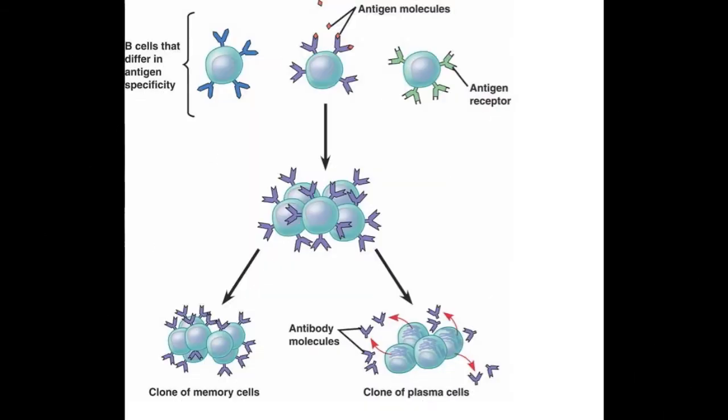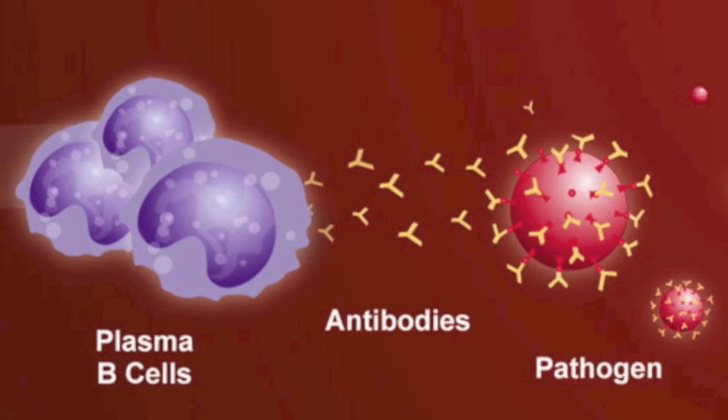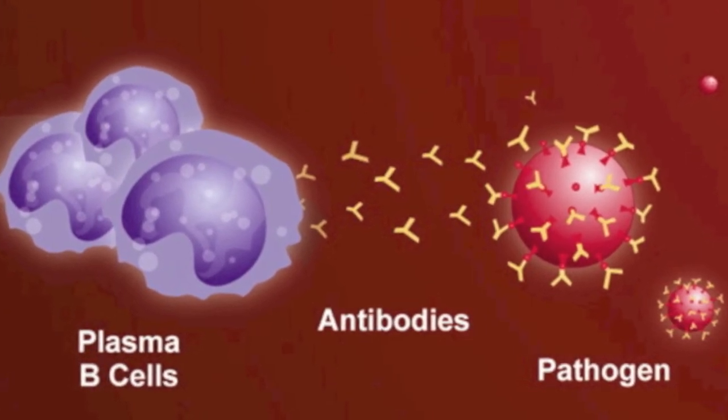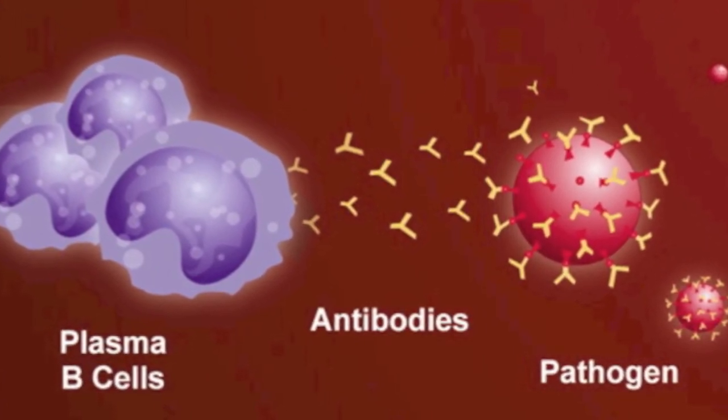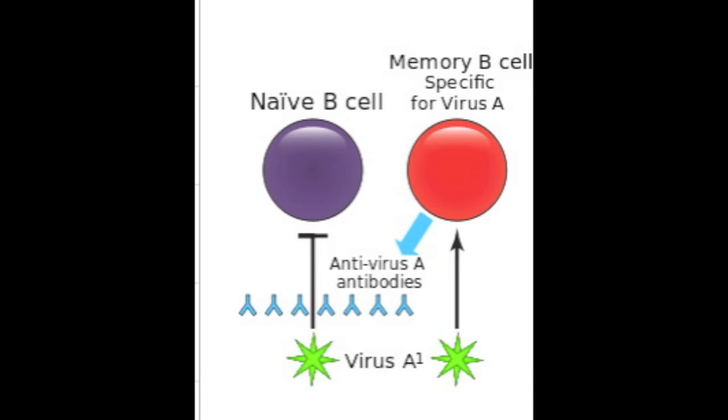Next is clonal selection. Resulting B cells then develop into either memory cells or plasma cells. Plasma cells are considered antibody factories, while memory cells are long-living lymphocytes capable of responding to a particular antigen if it is reintroduced.